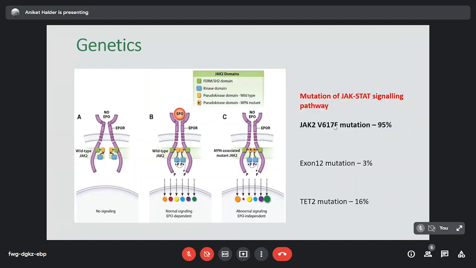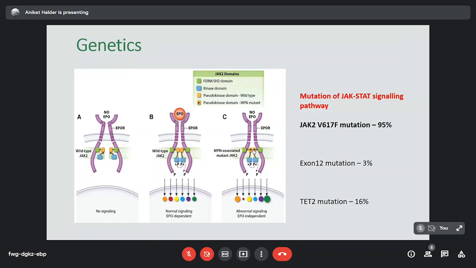So what happens in Polycythemia vera is that there is a mutation in the JAK-STAT signaling pathway. The most common mutation encountered in Polycythemia vera is the mutation in the 617 location, in which the valine is replaced by a phenylalanine, causing the intrinsic activation and phosphorylation of the JAK2 molecules.